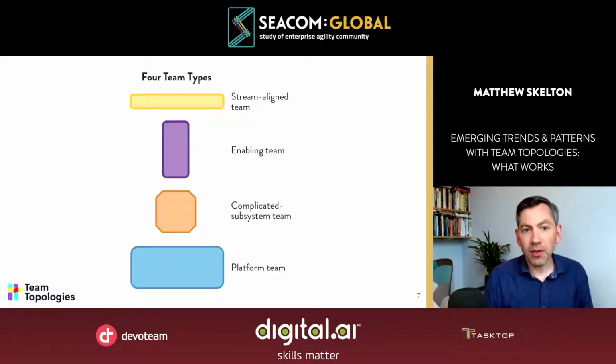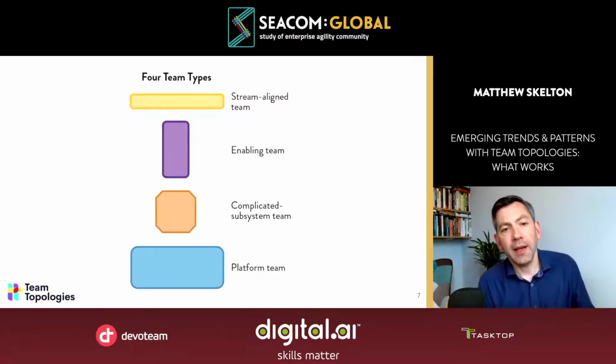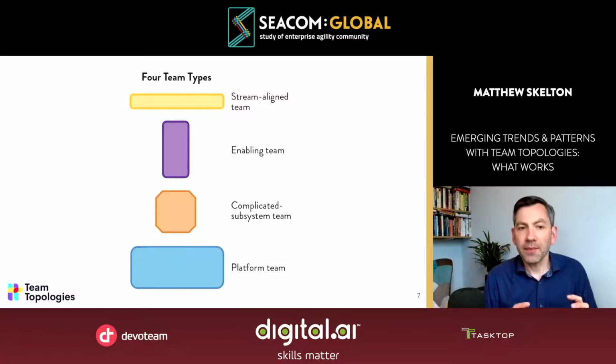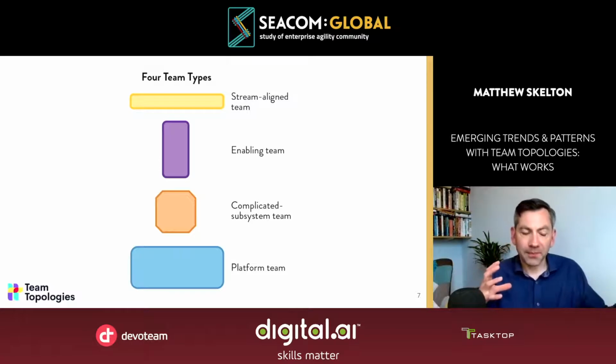And then finally, we've got the fourth type of team, which is what we call a platform team, in blue at the bottom of the diagram. And the principle there is that these streamlined teams should have end-to-end ownership. They should be substantially independent. And therefore, these teams need to have a mix of skills.